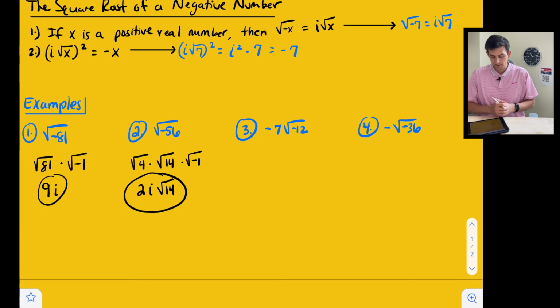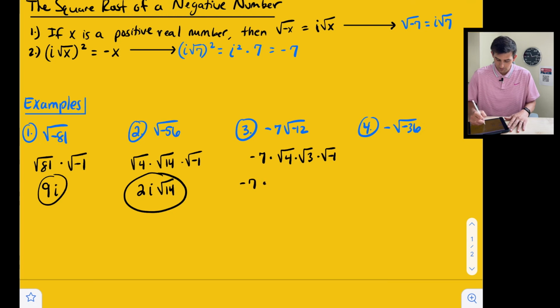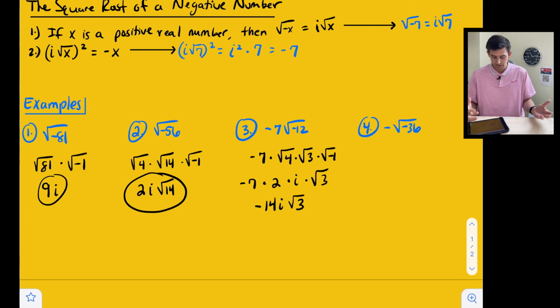Number 3, we have -7 root -12. So same kind of thing, let's break this apart. -7 times, and 4 would also be a perfect square factor here. So times the square root of 4, times the square root of 3, times the square root of -1. So now we have -7, square root of 4 would be 2, and we have the square root of -1 would be i, and then we have the square root of 3. So now we can just combine those. So this is going to be -14i, and then we have root 3, okay? So -7 times 2, -14, -14i, and then times root 3.